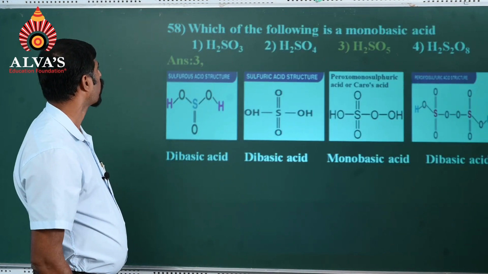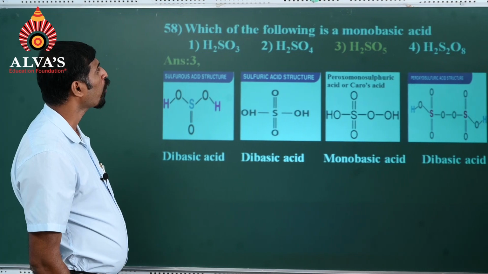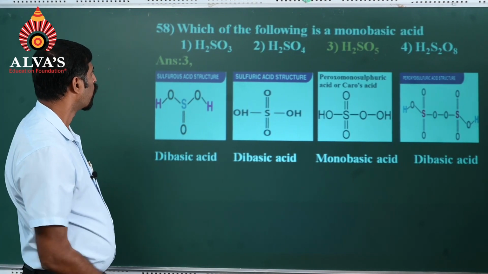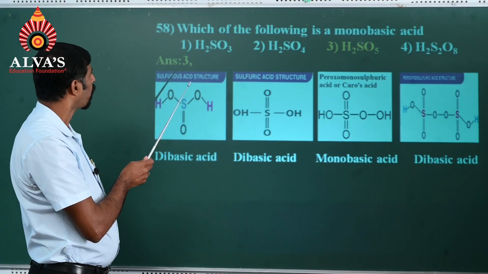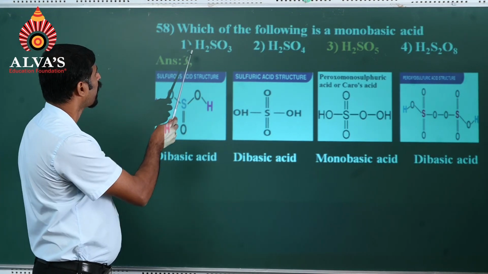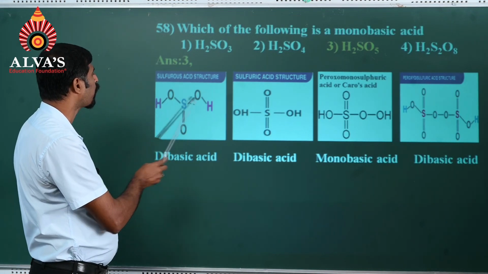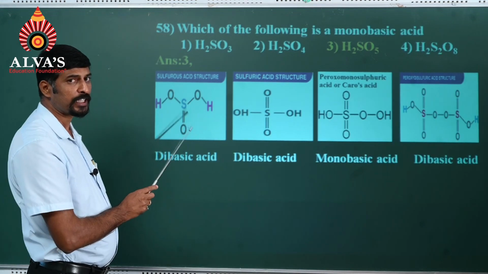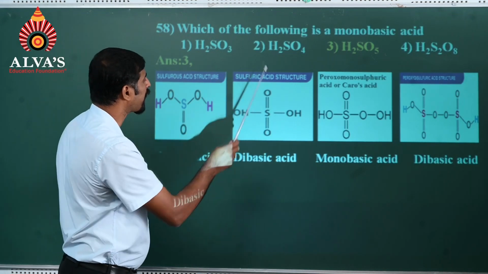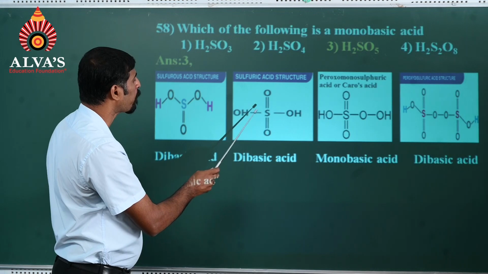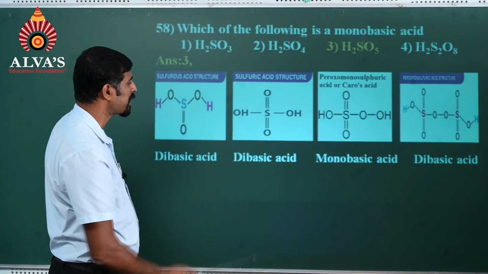Next we will move on to question number 58. Which of the following is a monobasic acid? Now H2SO3, if you observe the structure, here in H2SO3, 2 replaceable hydrogen atoms are present, and that's why it is a dibasic acid. In sulfuric acid, see the structure, 2 replaceable hydrogen atoms are present, that's why it is a dibasic acid.